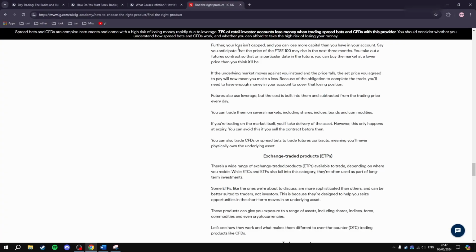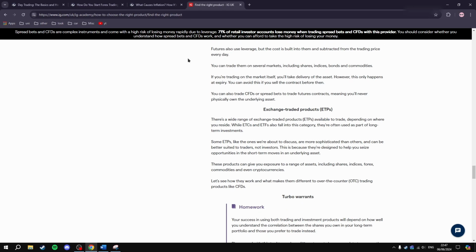Say that you anticipated the price of the FTSE 100 may rise in the next 3 months. You take out a futures contract so that on a particular date in the future you can buy the market at a lower price than you think it will be. If the underlying market moves against you instead and the price falls, the set price you agreed to pay will now mean you make a loss. Because of the obligation to complete the trade, you'll need to have enough money in your account to cover that losing position. Futures also use leverage, but the cost is built into them and subtracted from the trading price every day.